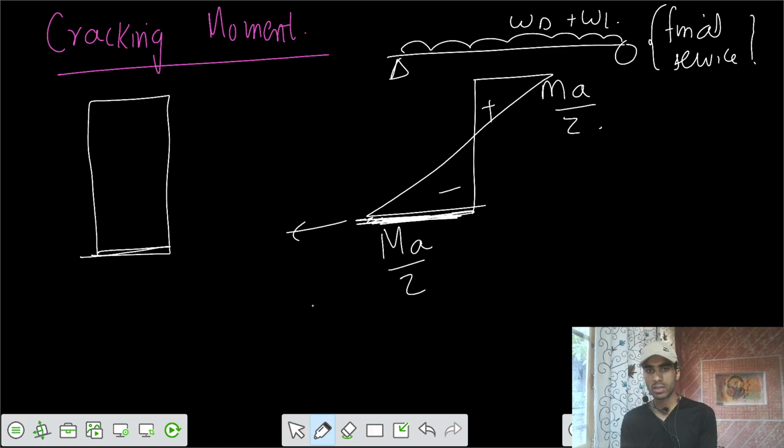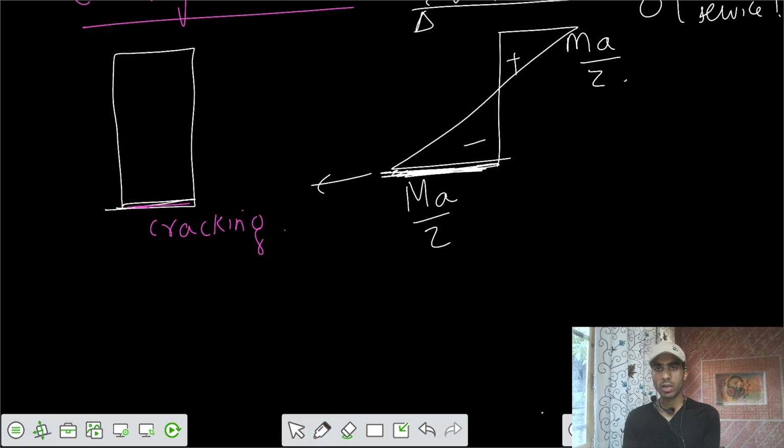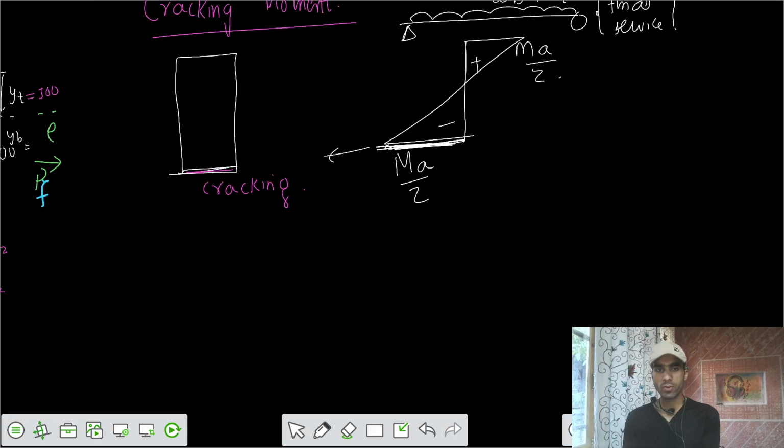So that means concrete is in tension. There's a chance of cracking. There's a chance that cracking would get developed, that concrete is going to crack. And now because of that, we have to apply what you call the prestress force.